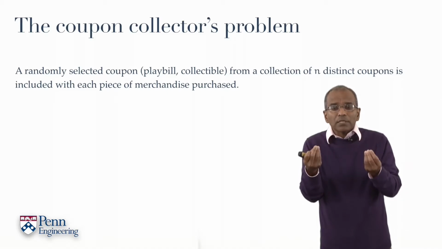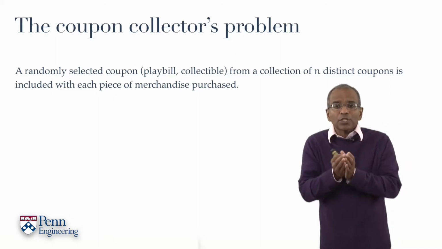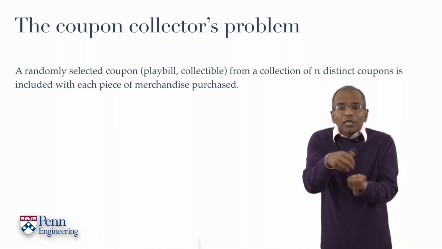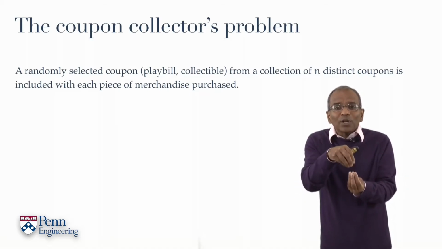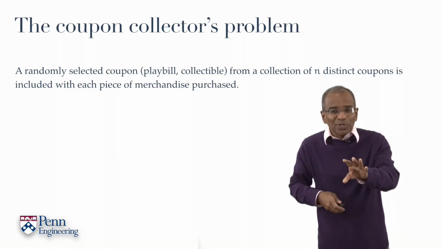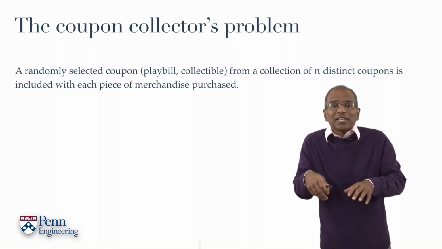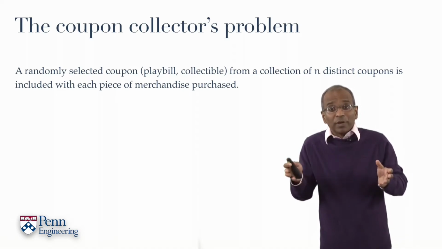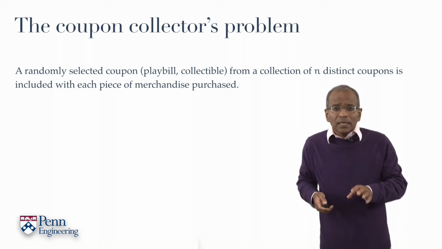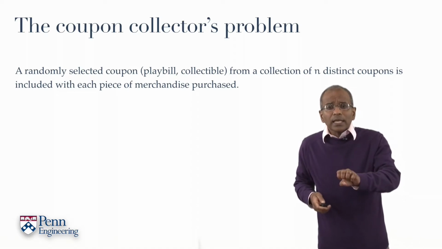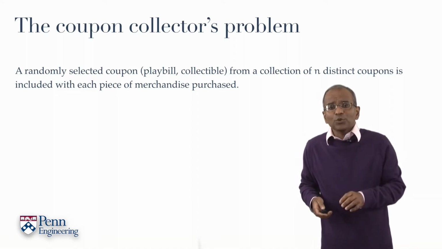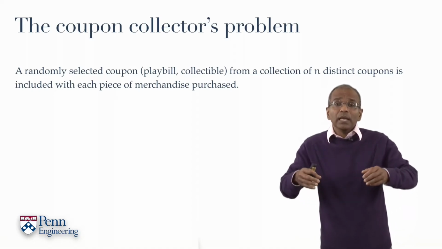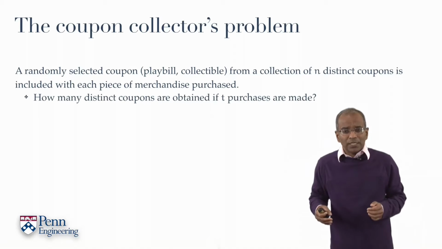coupons are selected randomly and inserted into merchandise. When you purchase a piece of merchandise, you hurriedly open it and see what coupon is inside it. Well, what is your objective? Of course, you'd like to get all the coupons. You'd like to get all the playbills, all the figurines, all the baseball cards. Now, let us say that in your first flush of enthusiasm, you go and buy not just 1 or 2 or 3 pieces of merchandise, you buy, let's say, T units of merchandise.